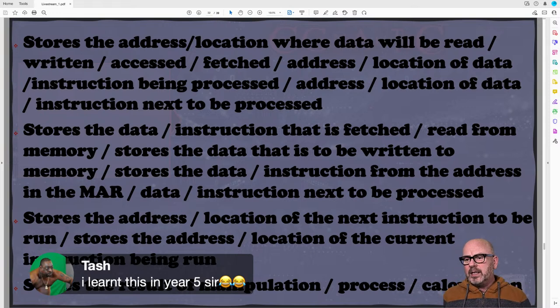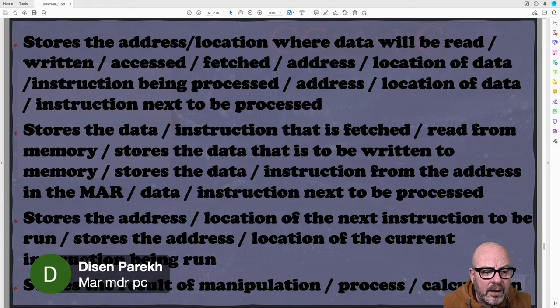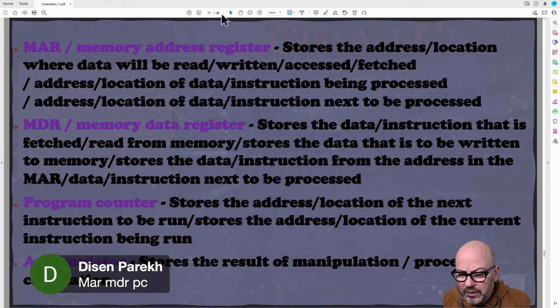We know that the first one stores the address where data, and we've got two data ones, and then we've got the address location of the next instruction, stores the data instruction that's fetched. What do we think? Okay, do you know what? We're starting to get there with this. Let's have a look. So this, by the way, I have copied and sort of changed a bit. MAR, MDR, PC. That's good, decent. That was really good. And that's what they do.